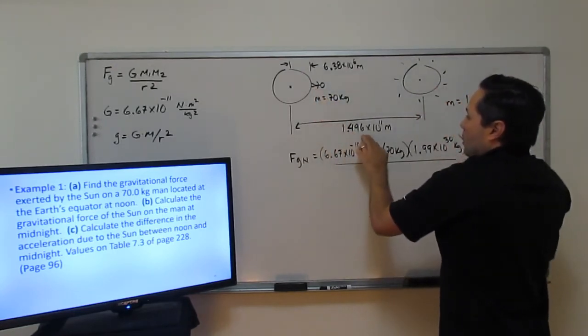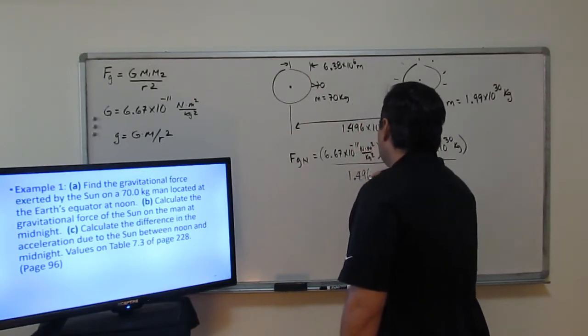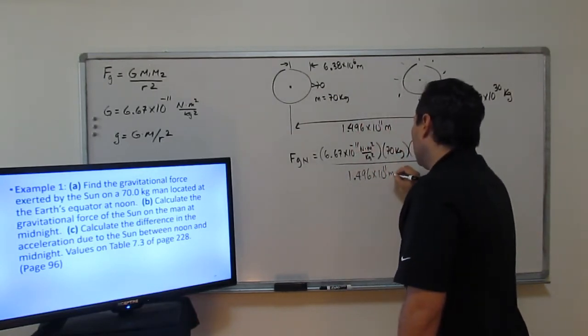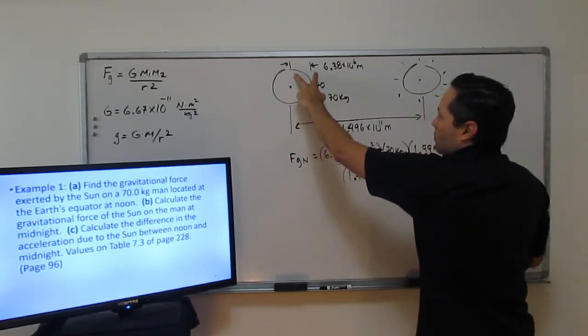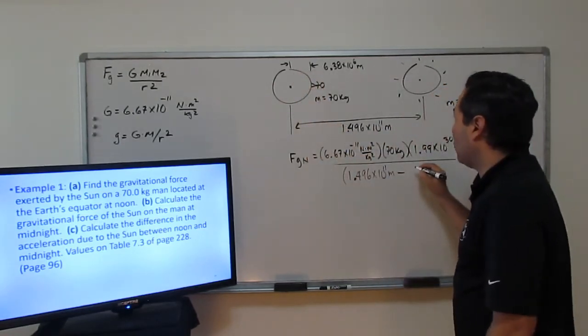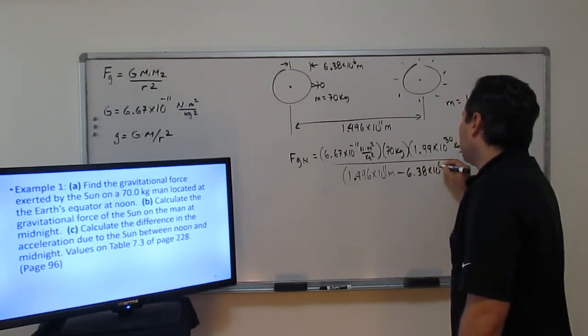So it's going to be the 1.496 times 10 to the 11 meters minus that distance right there, which is the radius of planet Earth, 6.38 times 10 to the 6 meters.